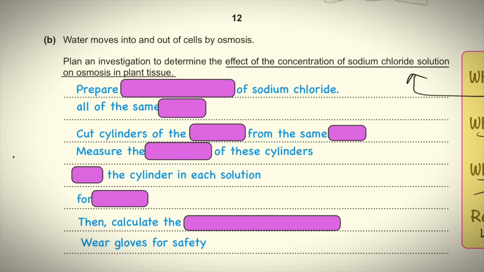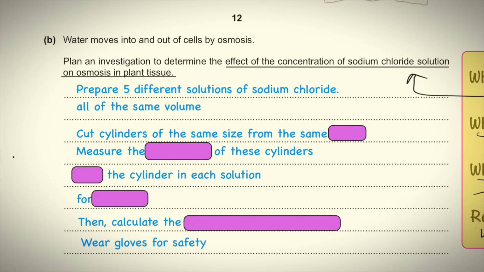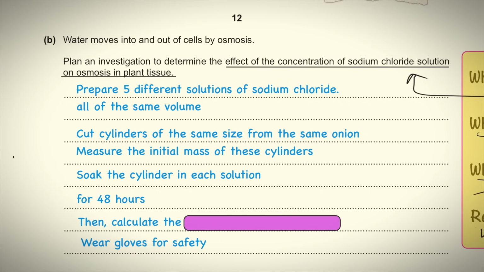So again, I'm going to prepare like 5 different solutions, all the same volume, right? Different concentration. Cut cylinders from the same onion or potato, same size. Measure the initial mass, because I'm planning to see the percentage change in mass here. And then soak them, right? For how long? Hours, right? No minutes here, a matter of hours. And then calculate what? Calculate the change in mass, percentage change in mass. Don't forget to wear gloves for safety, because cutting may damage someone's fingers, all right?